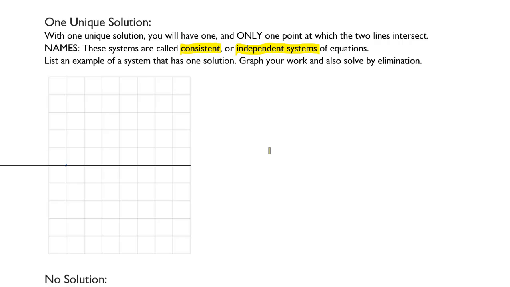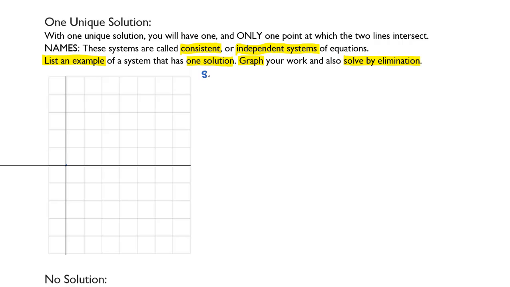When we are building one of these systems of equations, we want to be able to identify an example of a system that has one solution, graph the work, and also solve it by elimination if graphing is not really obvious. So let's start out by finding an example of a system of equations that are independent.